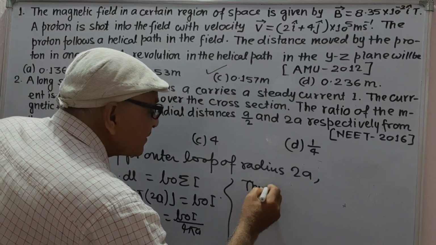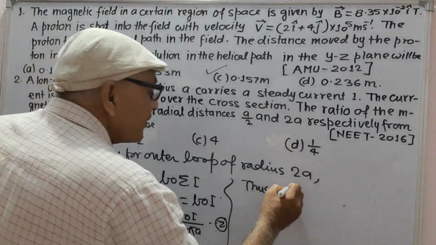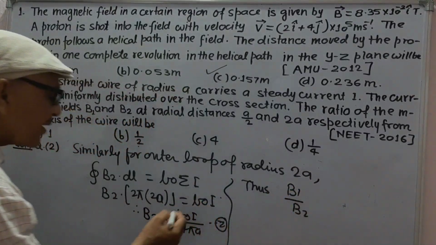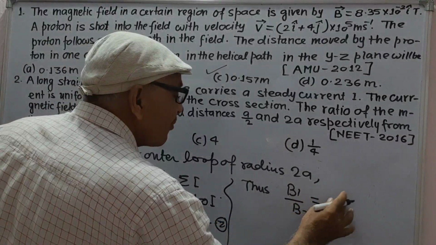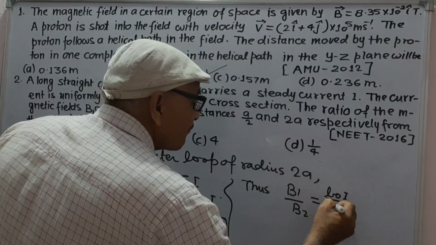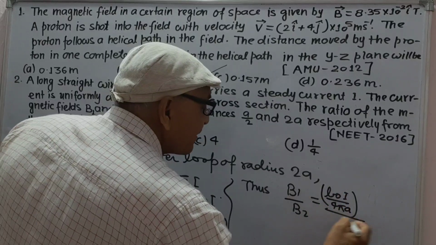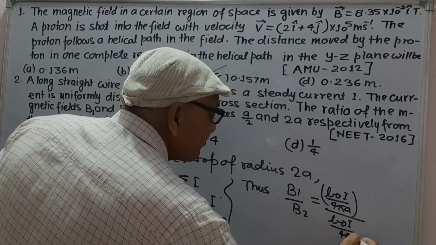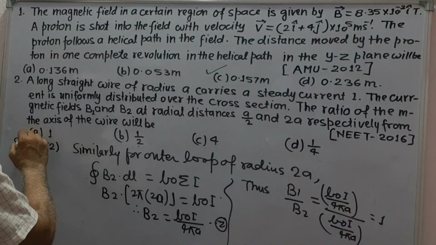Thus, suppose this is equation 2. From equations 1 and 2, we get B1 upon B2 is equal to mu naught I upon 4 pi a upon mu naught I upon 4 pi a, which gives 1. So the correct option will be A.